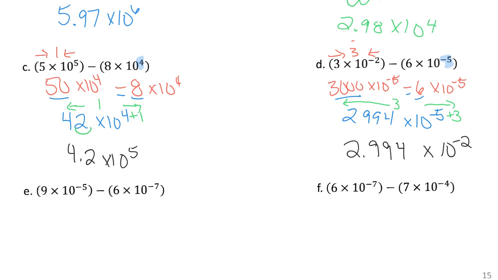All right, so hopefully for C, you got 4.2 times 10 to the 5th. Again, we move that over once, that's how we got 50. 50 minus 8 is 42. And then you have to move it over. For D, you should have gotten 2.994 times 10 to the negative 2. And just be really careful with your negatives. Remember, the bigger the number is, the actually smaller it is. So that's why we changed this negative 5 by 3 and then moved back to the negative 2.